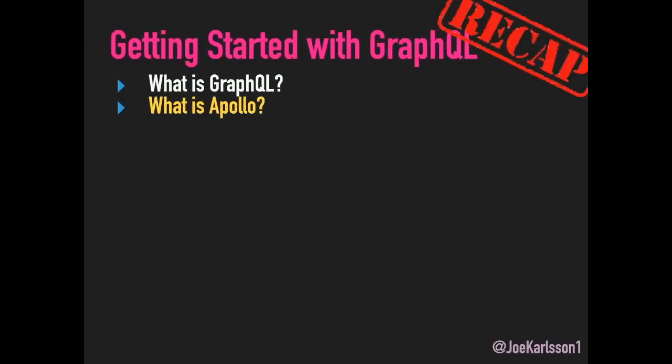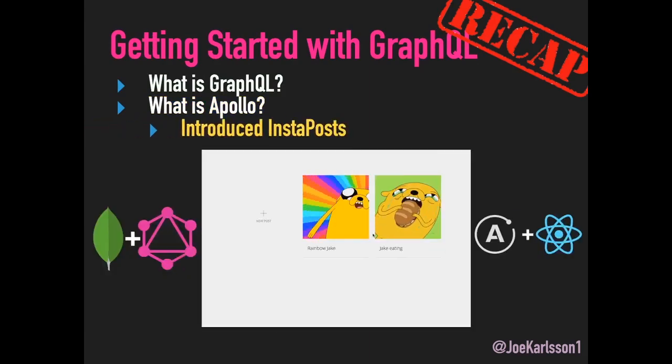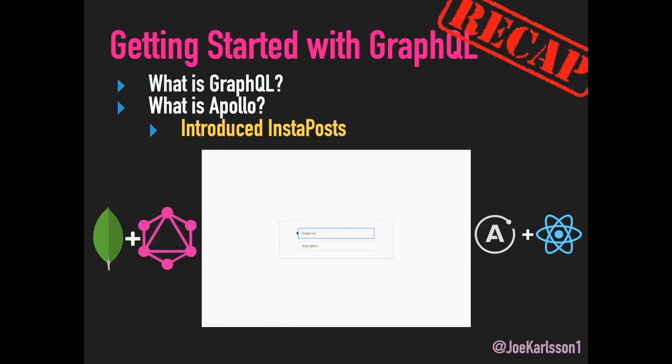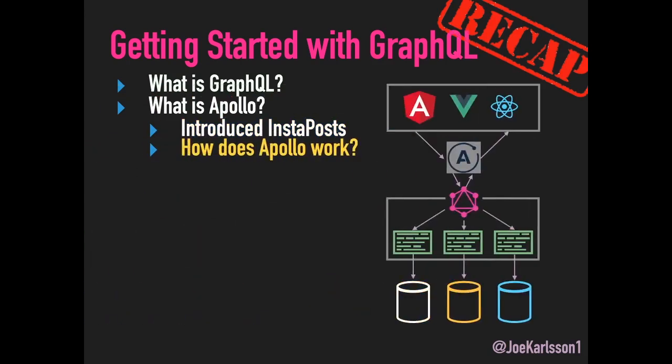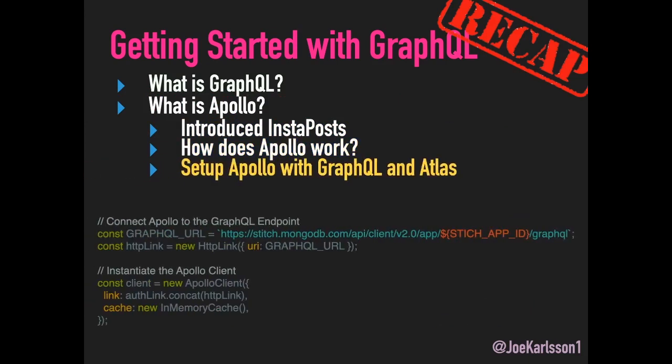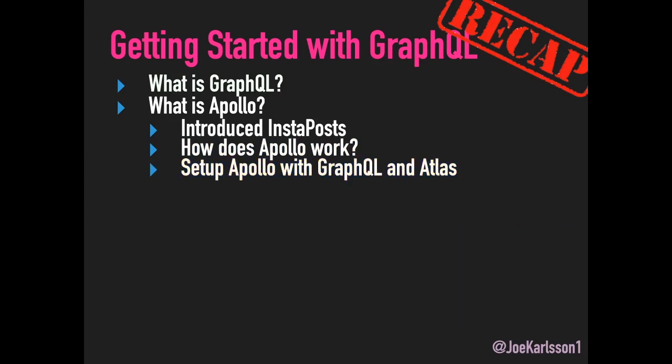Okay, so we just did a quick introduction to Apollo. We introduced the Insta posts, and we're building it with MongoDB Atlas and GraphQL, and Apollo and React. Again, no server. It's an entirely serverless application with just a serverless backend in the cloud and then a front-end application statically hosted. We talked about Apollo and how it is a wrapper for your front-end applications that makes working with GraphQL so much easier. And then we went through how to set up an Apollo client with Atlas and GraphQL.